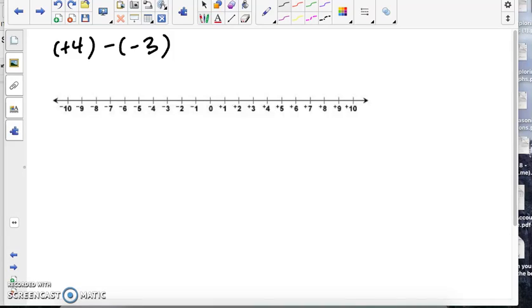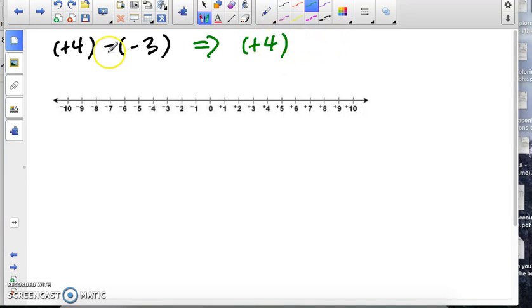Okay, so this is the last question on your page. You have positive 4 minus negative 3. So again, it's easier to think of it in terms of addition. So I'm going to rewrite it. Again, the sign of the first integer does not change. It's positive 4, and then the operation becomes addition, and then you're also going to change the sign of the second integer, which means it's positive 4 plus positive 3. Again, that makes it easier to represent and understand on the number line.